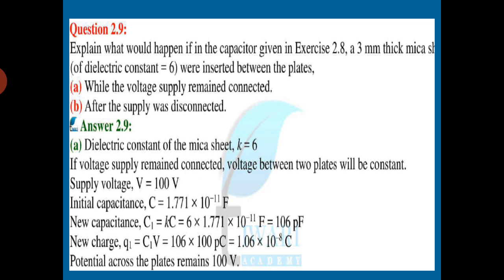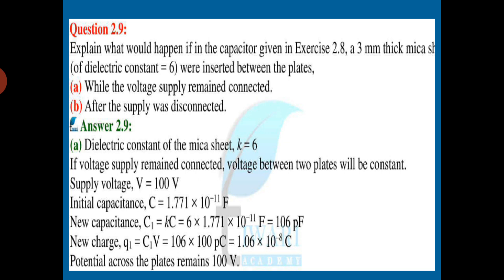I discussed yesterday what the effect of the dielectric slab is and what happens when it is inserted if the battery is still in the circuit and when the battery is disconnected. The answer of this question lies in that concept. In the first part, you have calculated C, you have calculated Q. Now, a dielectric slab having dielectric constant 6 is inserted while the supply remains connected.